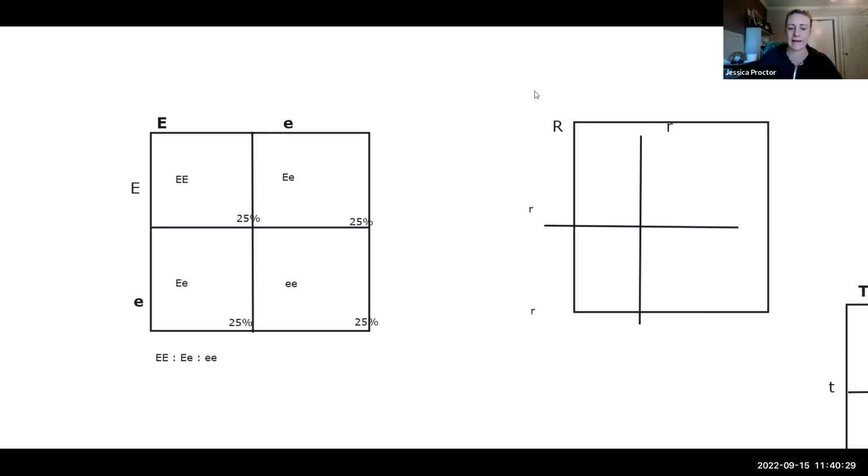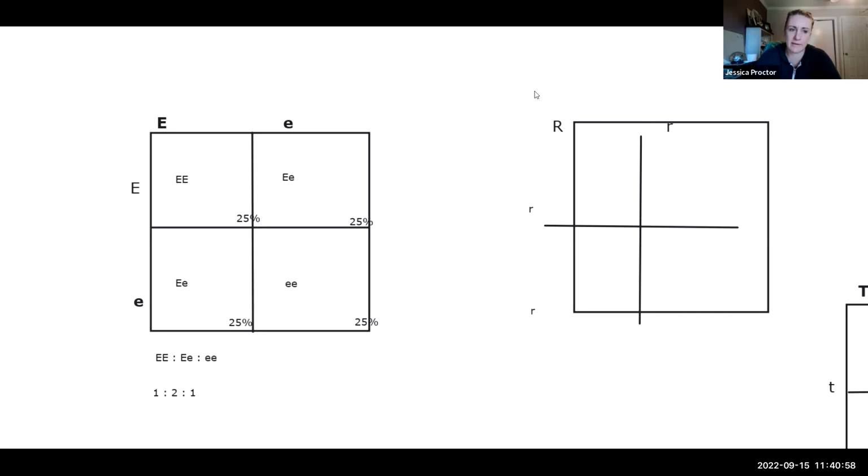Now you can also write that in percentages. If percentages make more sense to you, let me show you how to do that. It can be 1 to 2 to 1, but what's 1 divided by 4? Because there's 4 little boxes, 1 out of 4 would be 25% of generation 1. 2 out of 4 would be 50% of generation 1. And 1 out of 4 again would be 25% of generation 1.